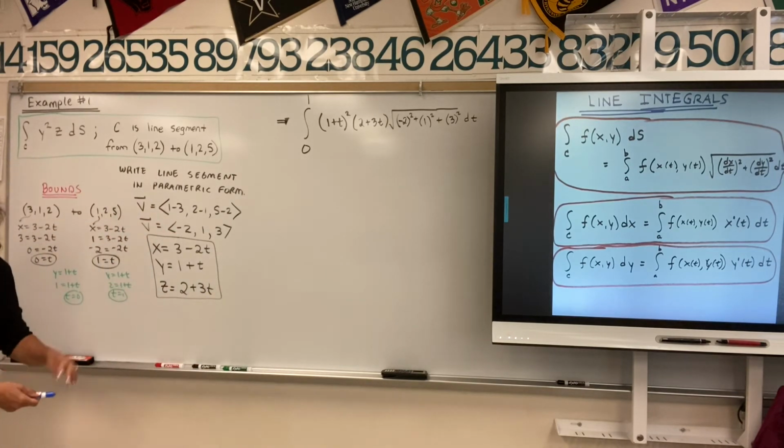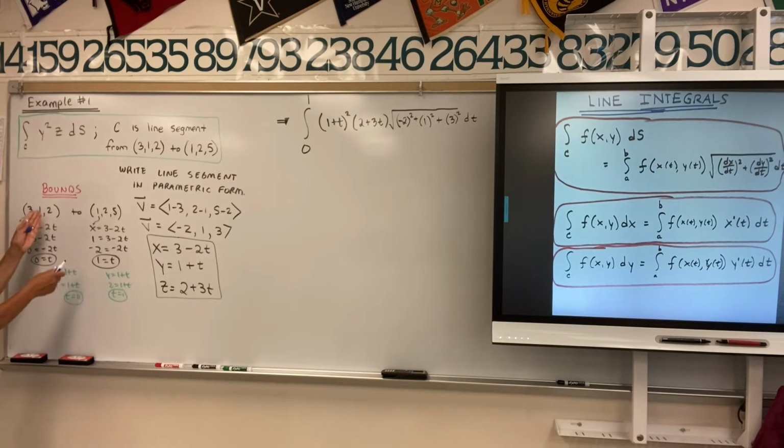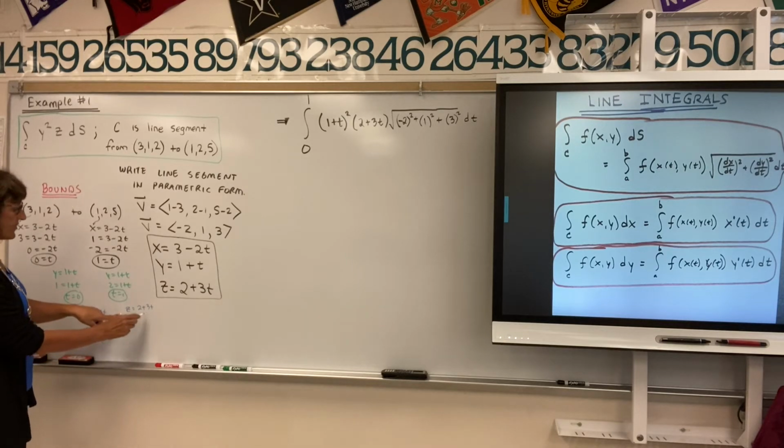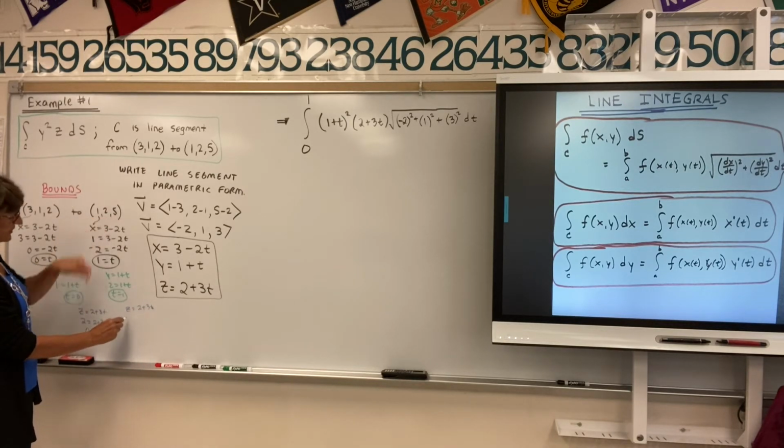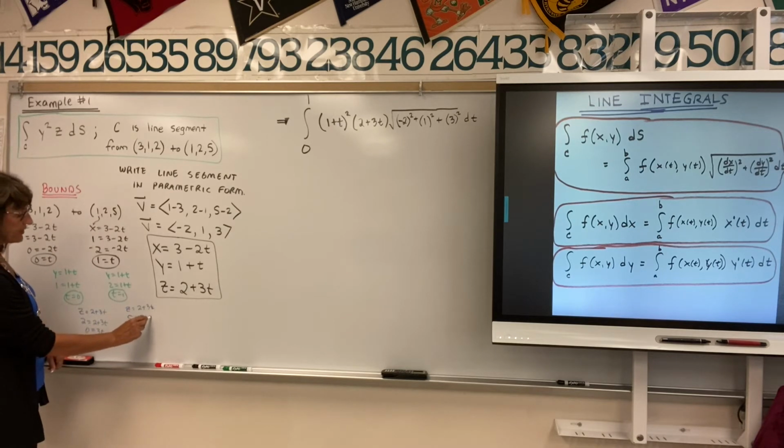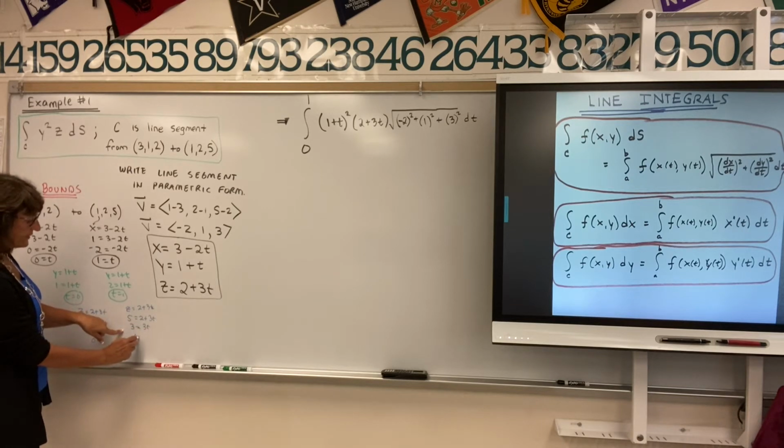Do we want to use z also? This might be a little bit overkill, but as z goes from 2 to 5, what is z? Z is 2 plus 3t. Let's solve this. 2 equals 2 plus 3t, subtract 2 from both sides and divide by 3, so t equals 0. Then z is 5, so 5 equals 2 plus 3t. Subtract 2 from both sides, 3 equals 3t, divide by 3, t equals 1.